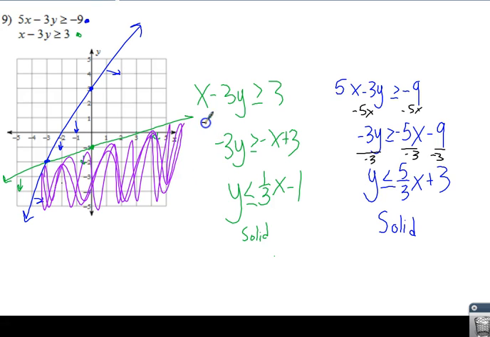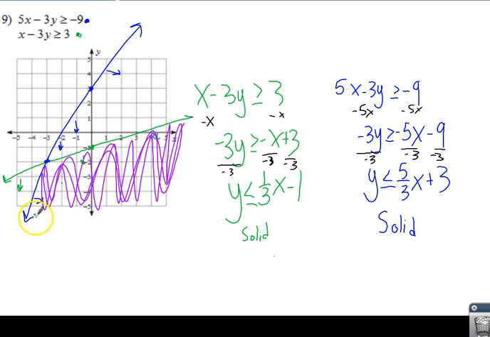Now the line in green here, I subtract x, divide by -3. When I divide by negative, flip the inequality around to less than. It was a greater than or equal to. Now it's a less than or equal to. So I go to -1, and I go up 1 to the right 3 units, or down 1 to the left 3 units. It's less than, so it's below.